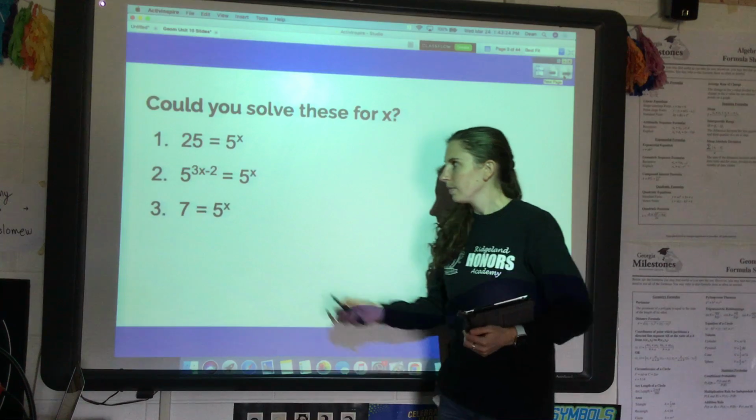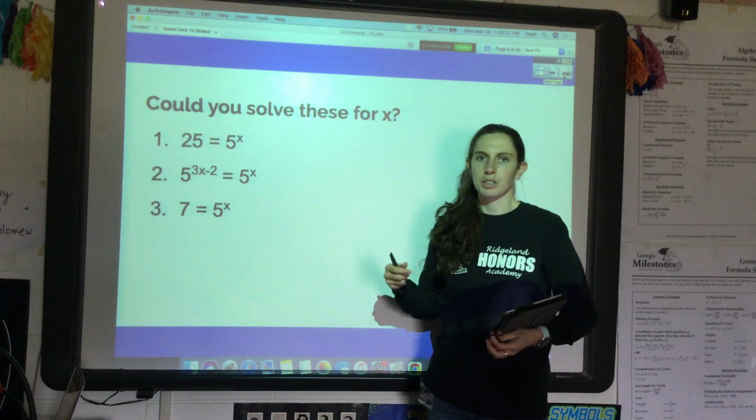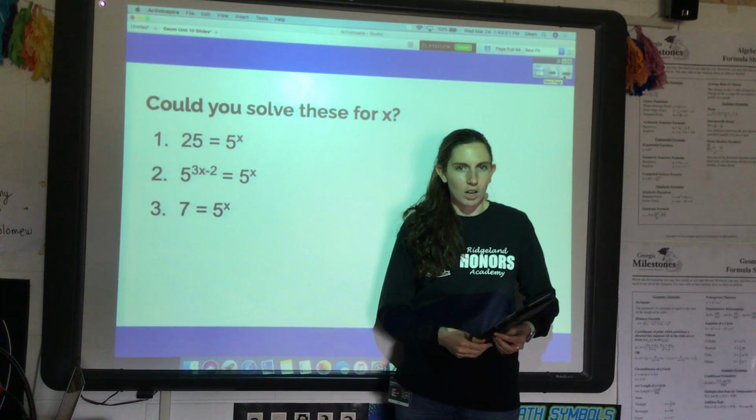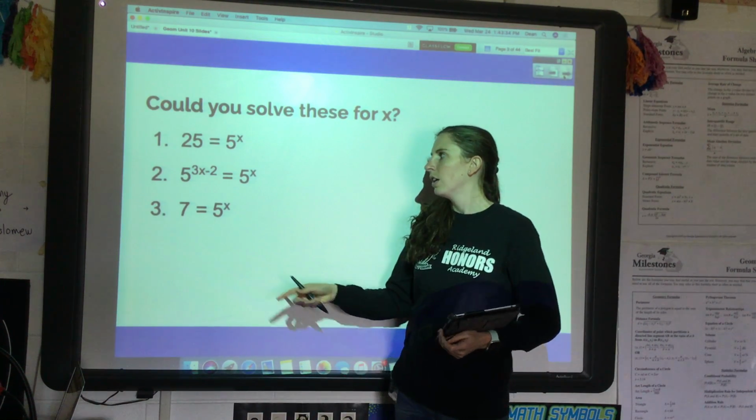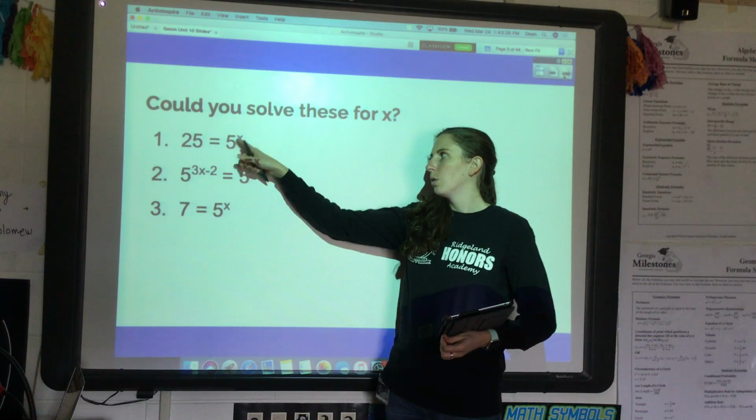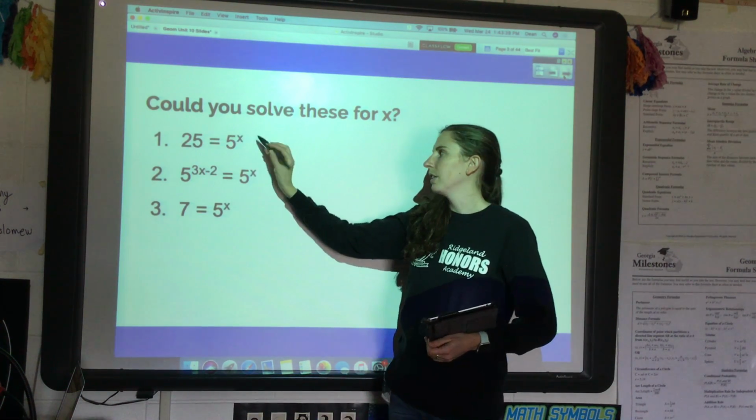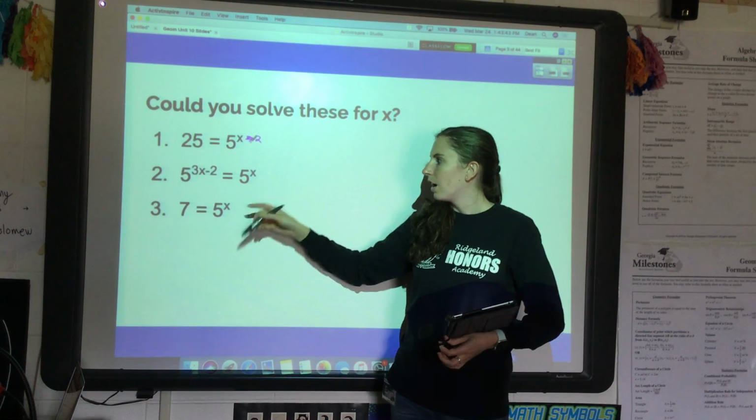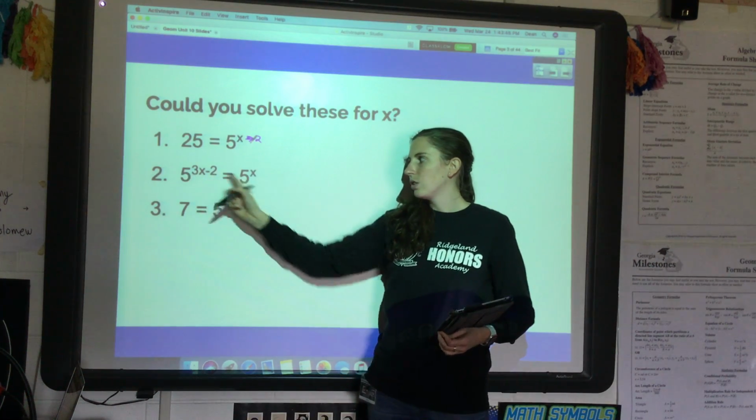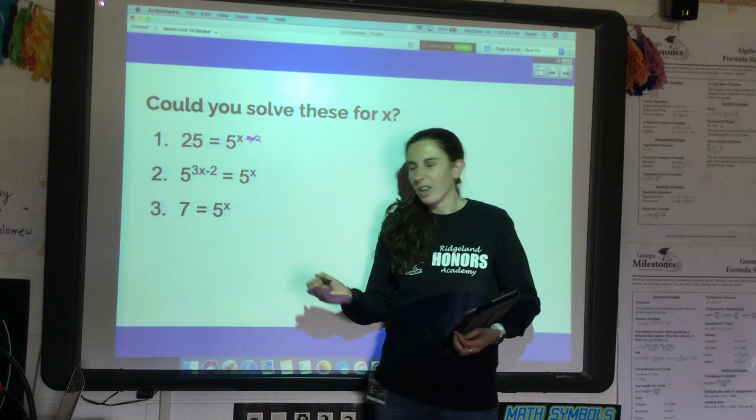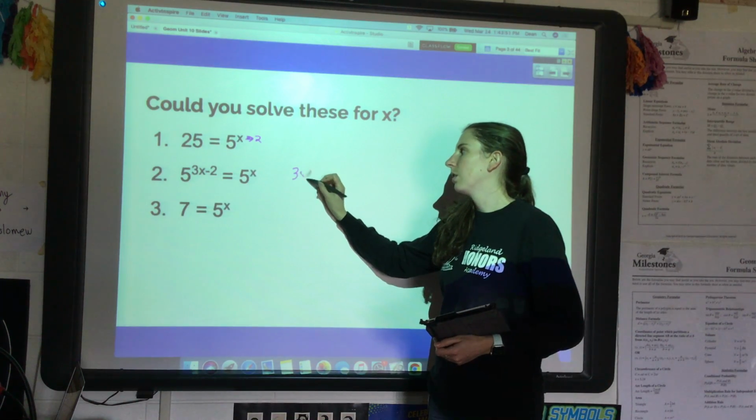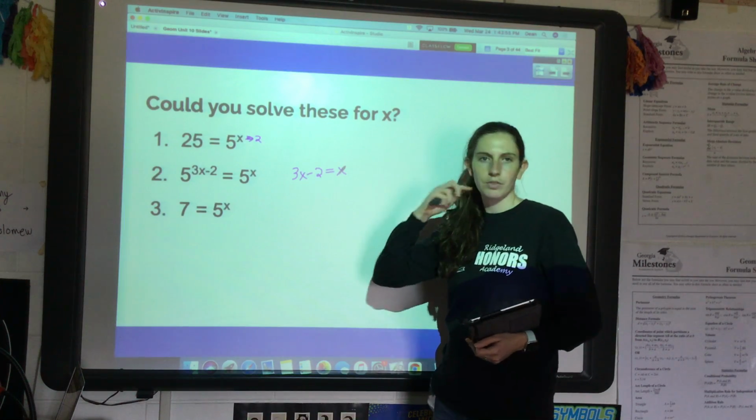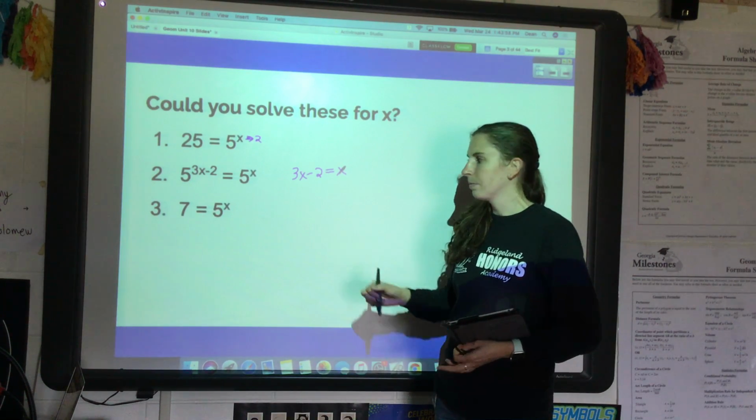You've seen exponential equations before. They're where you have a variable as an exponent. Sometimes it's not that hard to solve these. If I want to solve for x here, 5 to the what power will give me 25? It's just 2. On this one, how could I get these two sides to equal each other? Well, all I would have to do is set 3x minus 2 equals x, and then I could solve for x that way.